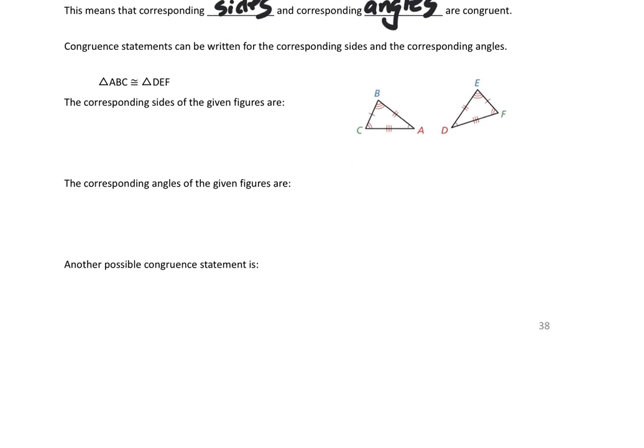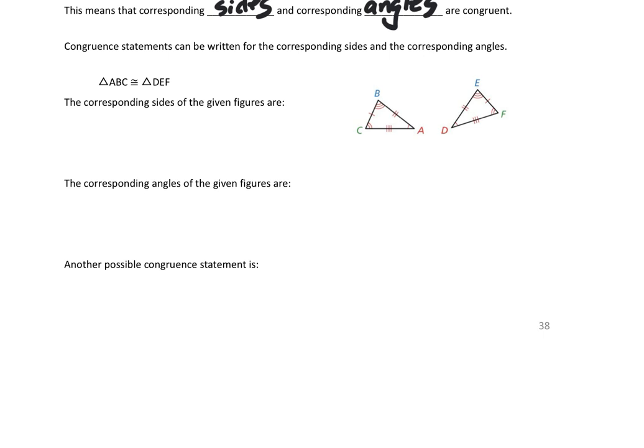Okay, so on this first one here, this is what we call a congruence statement. We are stating that these 2 triangles are congruent. Triangle ABC is congruent to triangle DEF. And here's that congruent symbol again that we've seen over and over again. Okay? So we're stating that these 2 are congruent.